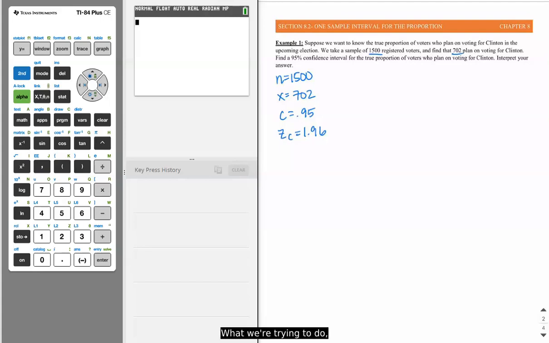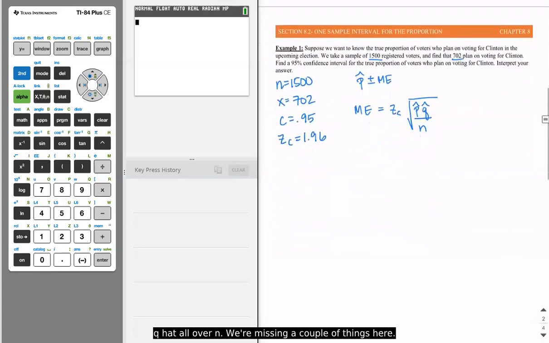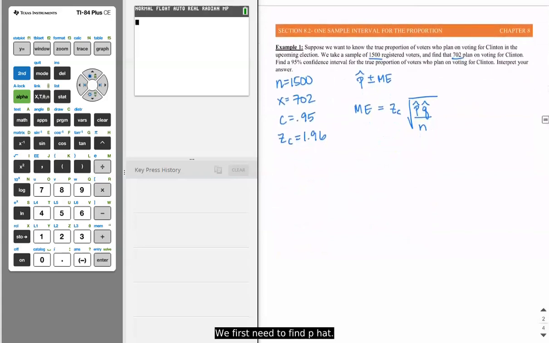So what we're trying to do, right? We're trying to find p hat plus or minus the margin of error. So the first thing we need to find is the margin of error, which, if you look at the formula above, is z of c times the square root of p hat q hat, all over n. So we're missing a couple of things here. We don't have p hat, so we first need to find p hat.